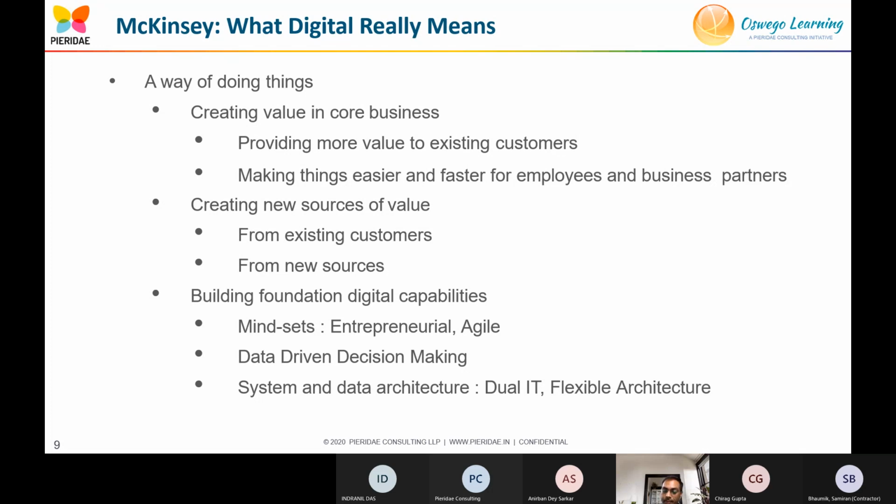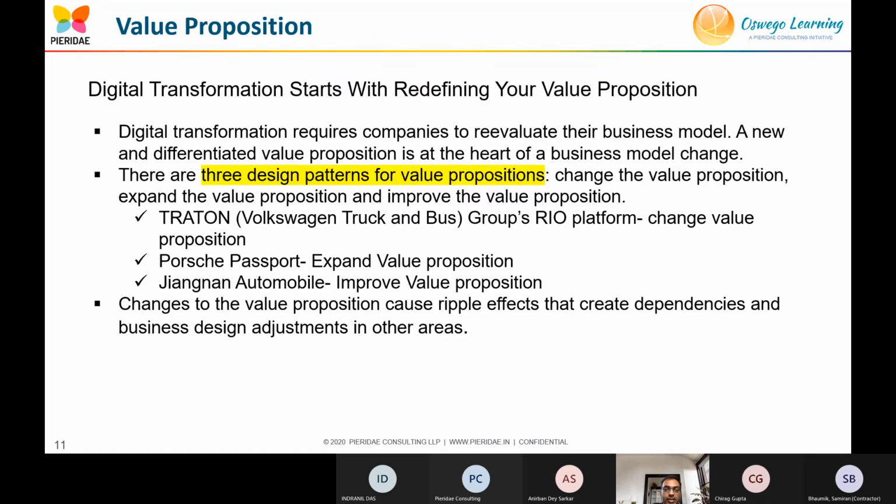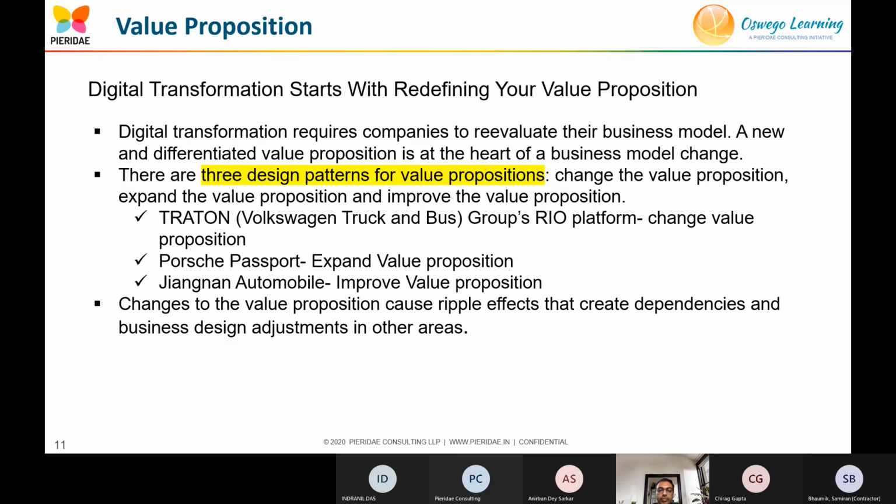Okay. Now I'll skip this slide. We'll come back to this later. Now let us give some examples. We talked about value proposition. What kind of value propositions? Look at point 2. There are 3 different patterns of value proposition. One is change in value proposition, meaning you have an existing business, and from there you're creating a new value proposition for your customers. Same customers, you're creating a new value proposition.